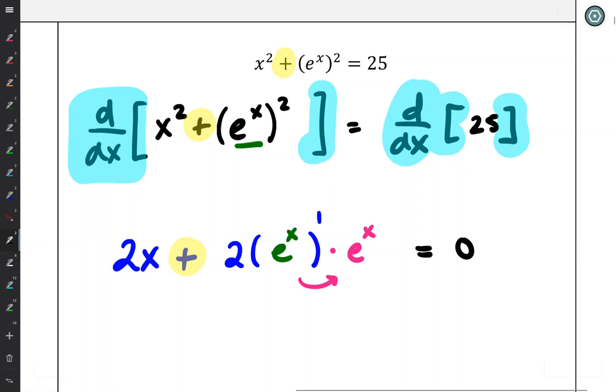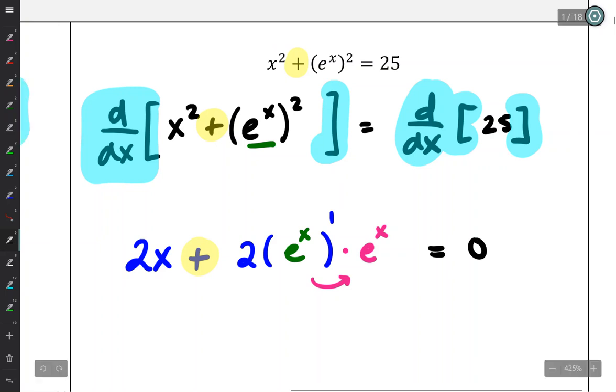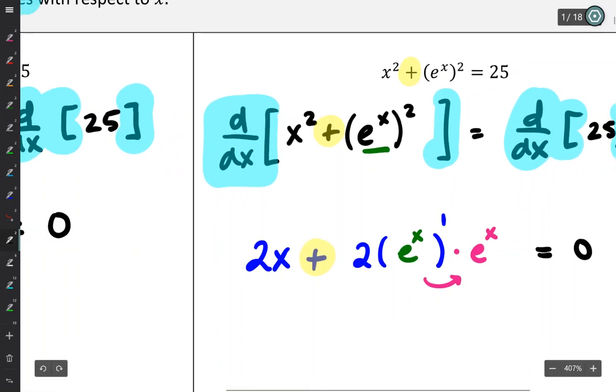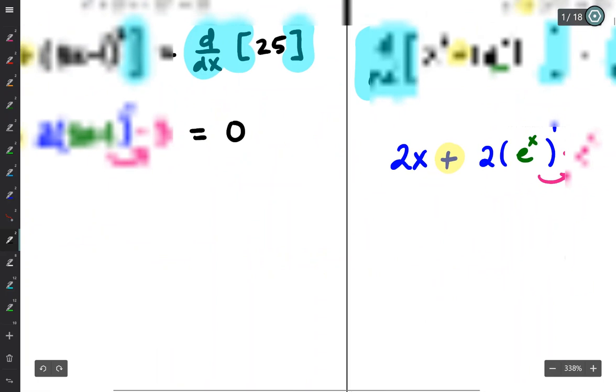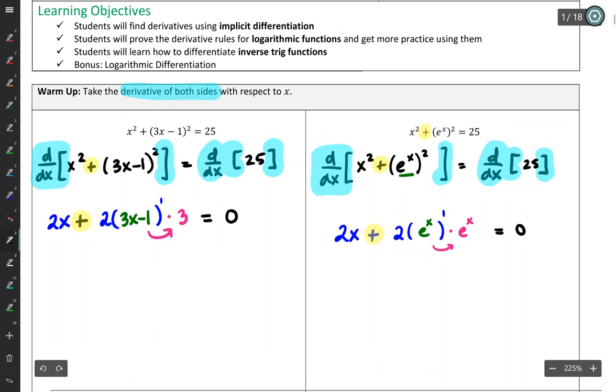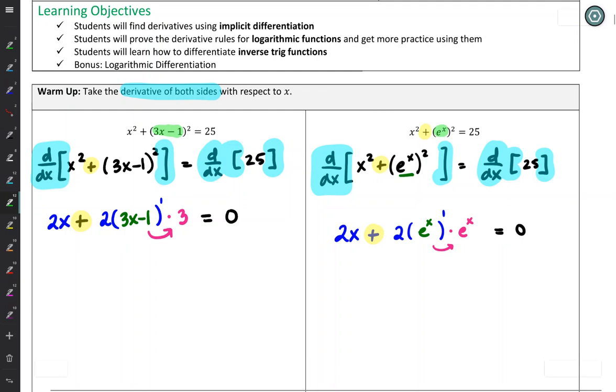So notice on both of these, when I took the derivative of both sides, they're very, very similar. The only difference is the inside function. Here it's 3x minus 1, that's what's all being squared, and here my inside function is e to the x. Let's do another one.